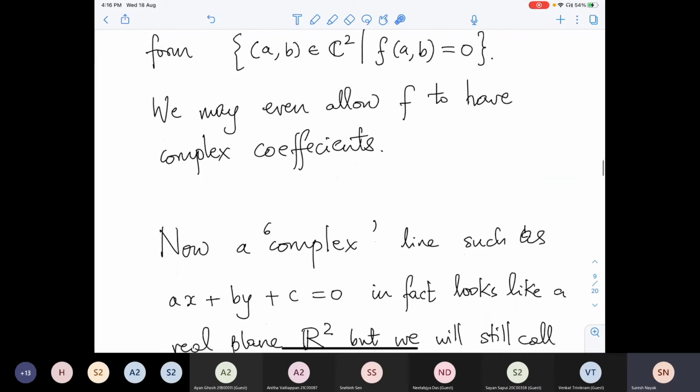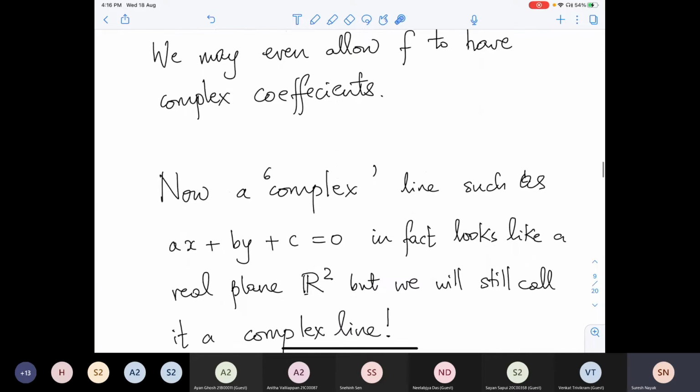And one reason why one should be careful is that a complex line, if somebody gave you an equation like this, even if say a, b, c are nice real numbers, or let's say a, b, c are 1, then x plus y plus 1 equal to 0. If I wrote down the solutions of this in the real plane R2, you will get a real line. You'll get the line x plus y is equal to -1. So it's a line of slope -1.